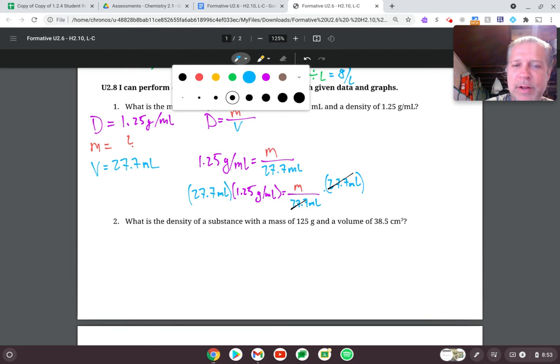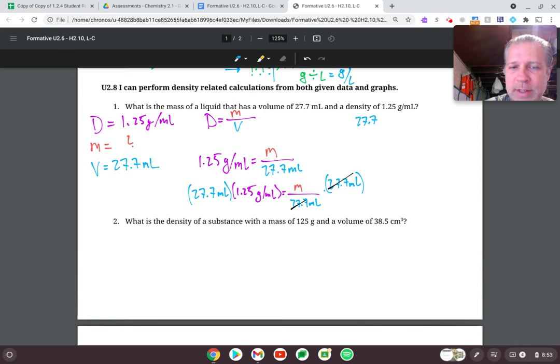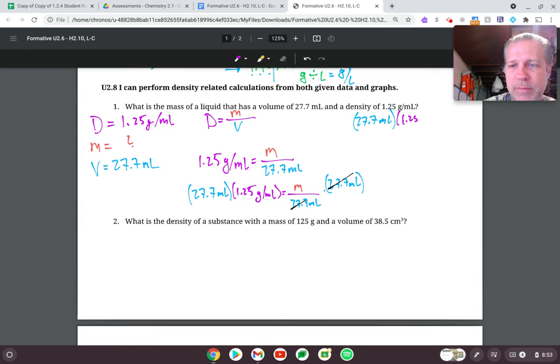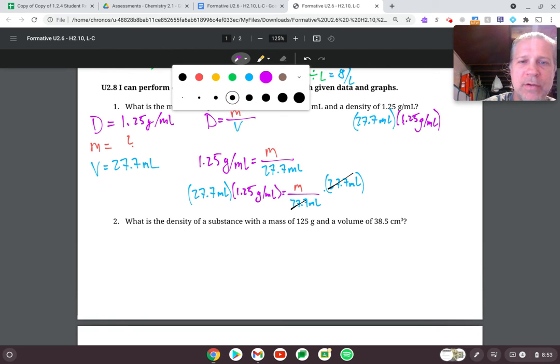So now I'm going to take my 27.7 milliliters times the 1.25 grams per milliliter, and that leaves me set up solving for mass.